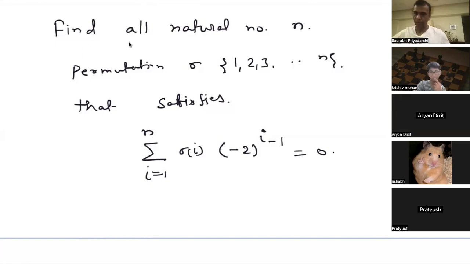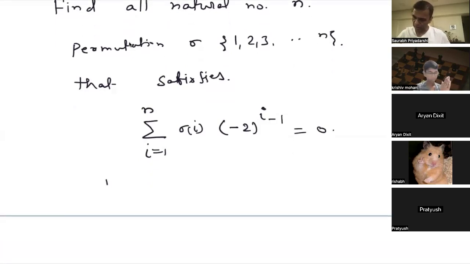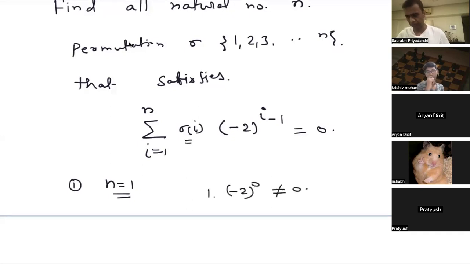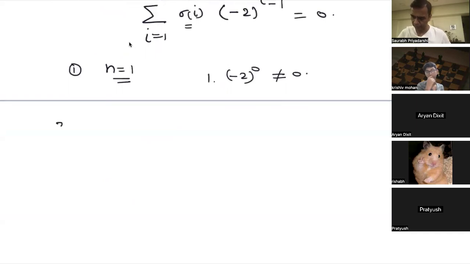See, if I'm going for n is equal to 1, only one number, then sigma 1 is equal to 1 only, minus 2 to the power 0, that is not equal to 0. Okay, justified. Second, n is equal to 2.